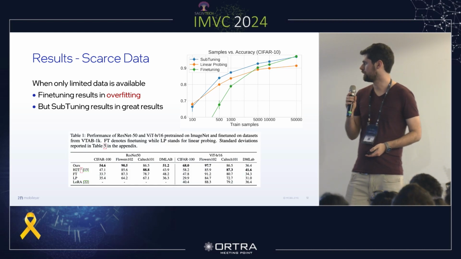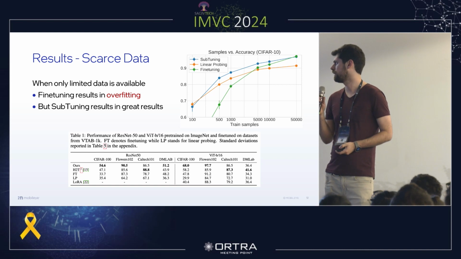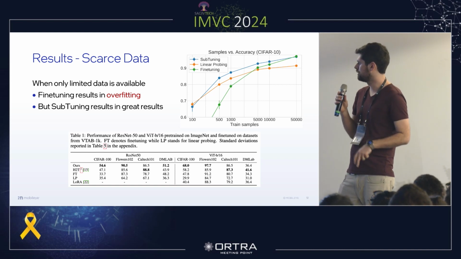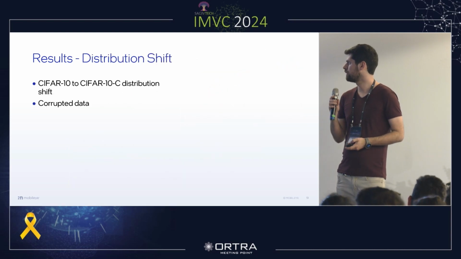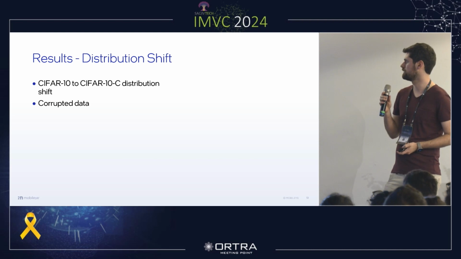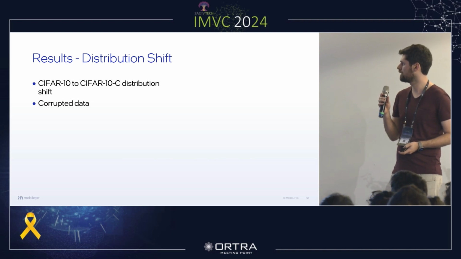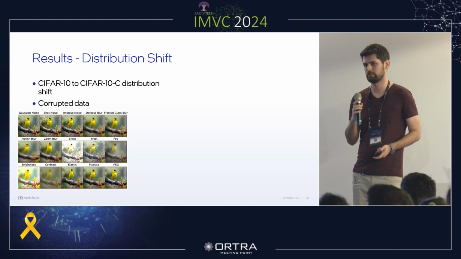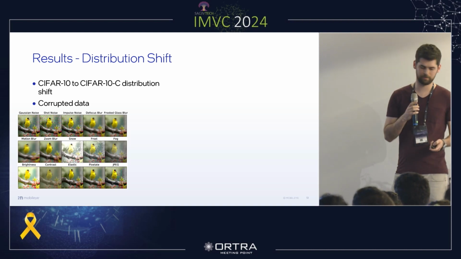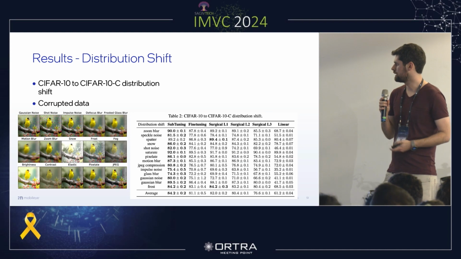We show this also on a different data set, VTAB 1K, comparing also to head-to-toe and LoRA. Great. So we did this also for distribution shift from CIFAR to CIFAR 10. The distribution shifts look like this, basically corrupted data with different methods. And we can see the results here.